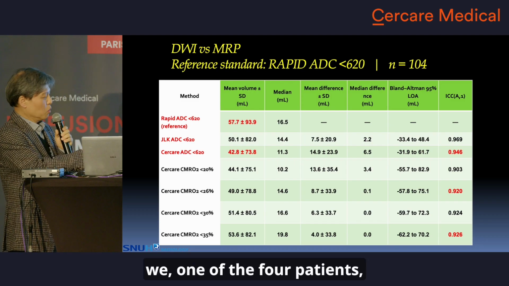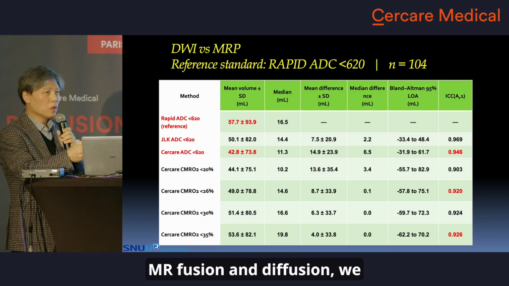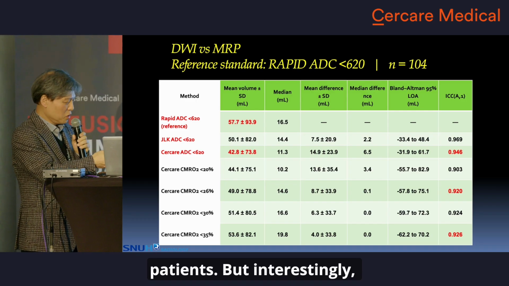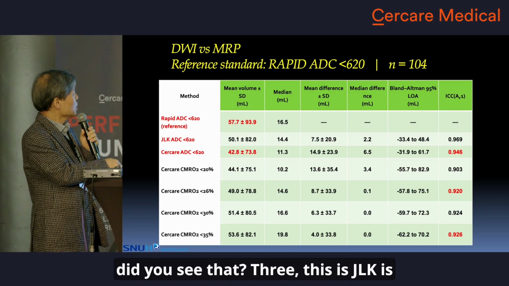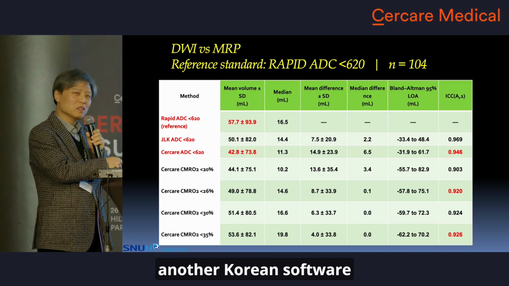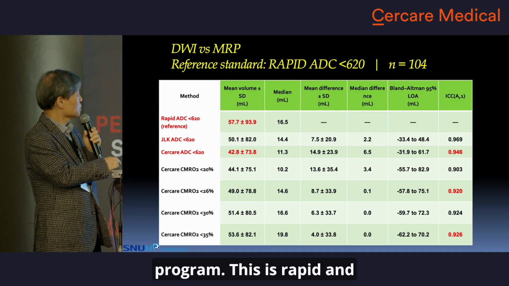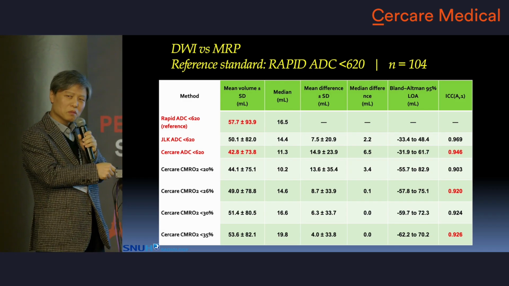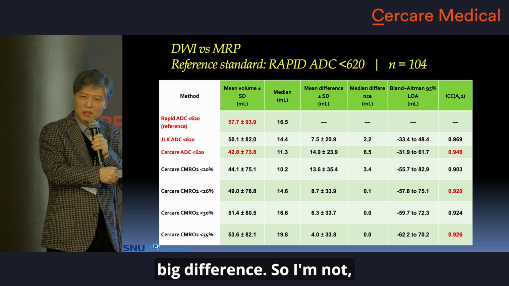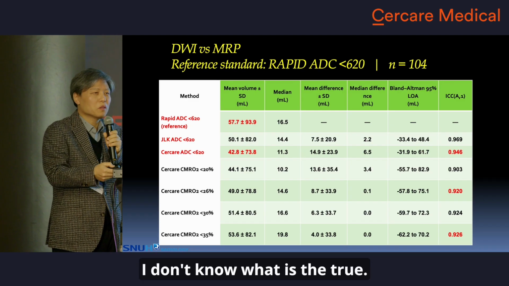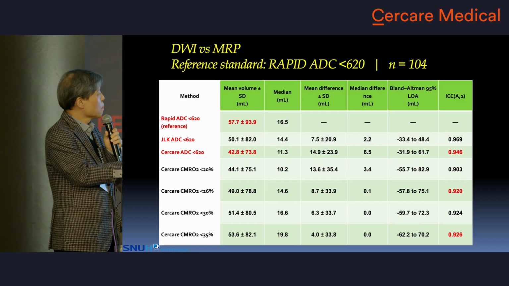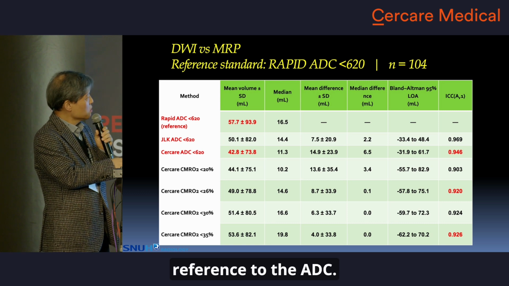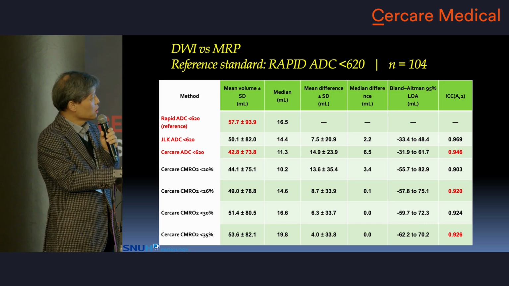So for one of the 4 patients, we compared MR perfusion and diffusion. But interestingly, did you see that? This is JLK, another Korean software program. This is RAPID and the circuit. Did you see the infarct volumes? A big difference. So I don't know what is true. But anyway, RAPID is the reference. We use the reference against the ADC, the ICC.